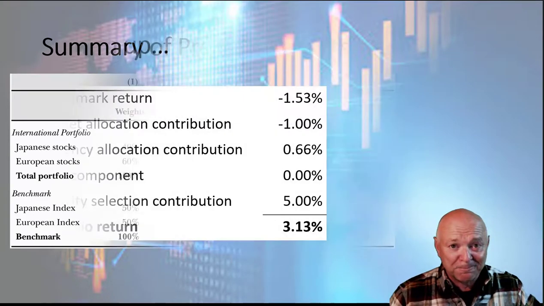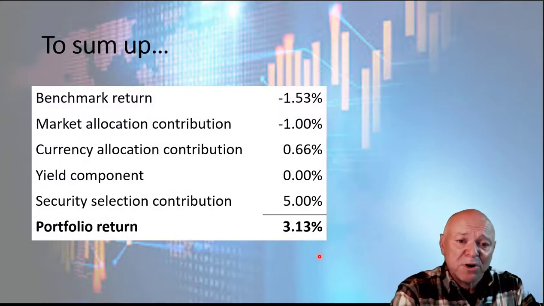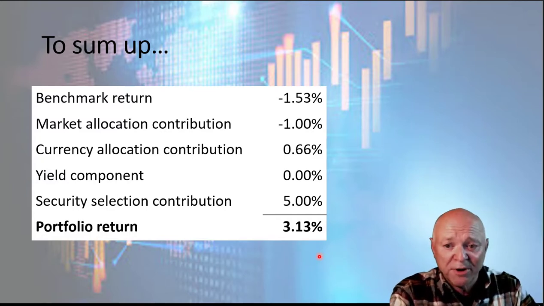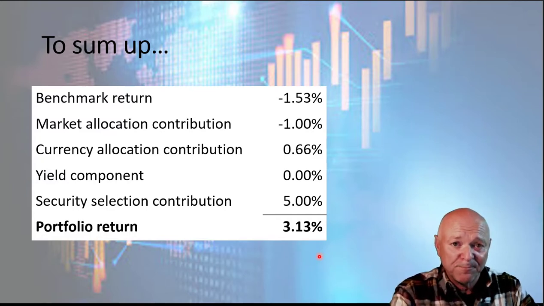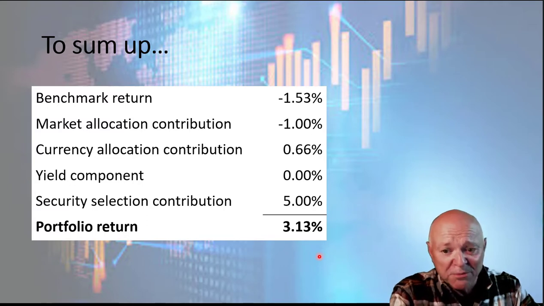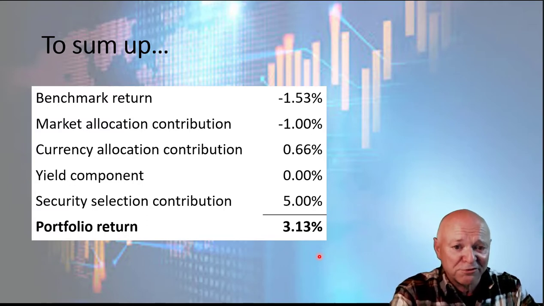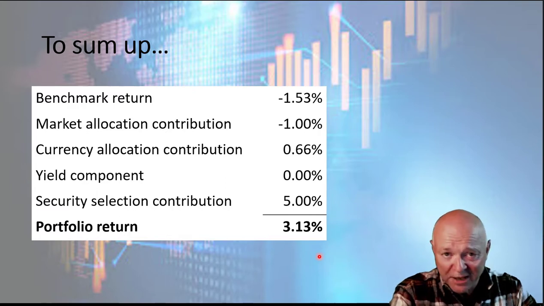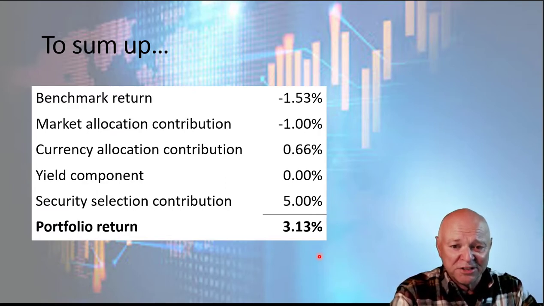So to sum up, we could say that the benchmark rate of return against which we're comparing ourselves was 1.53. If we did exactly what the benchmark said, we would have lost 1.53%. The amount of contribution that we got by allocating to the right market, well, we actually underperformed in that because we saw that the European market would have been the better choice, and we were underweight in the European market.